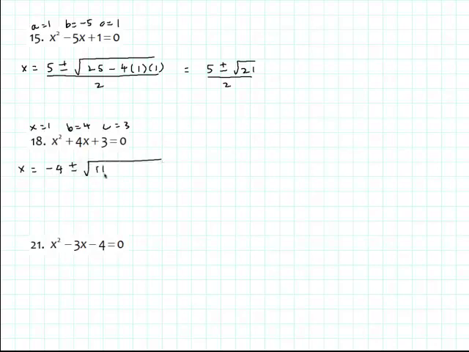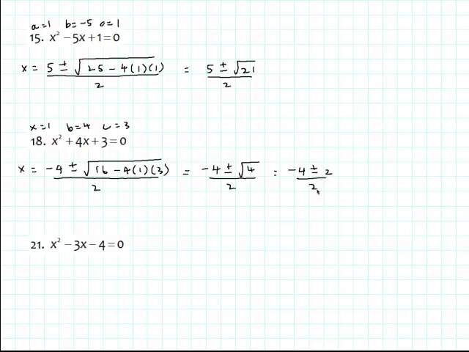Your b squared is 16. Take away 4 times your a times your c. Divided by 2 times your a, which is 2. Equals negative 4 plus minus the square root. Inside of the radical, we're going to end up with a 4, which is a perfect number. This is going to be negative 4 plus or minus 2, because the square root of 4 is a perfect 2.